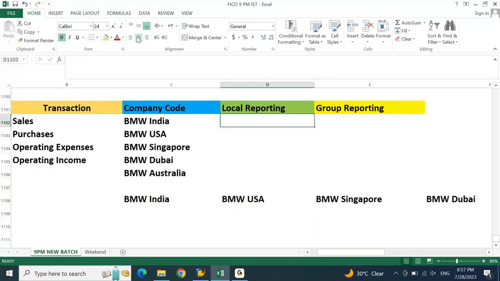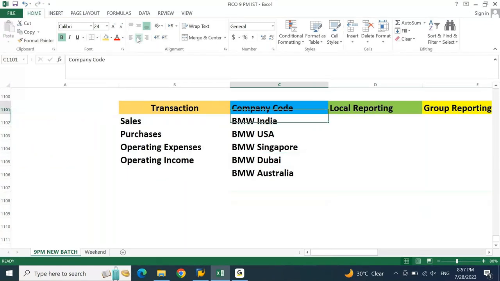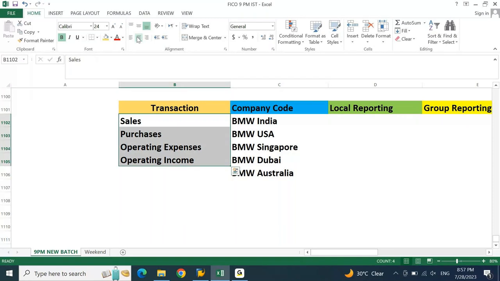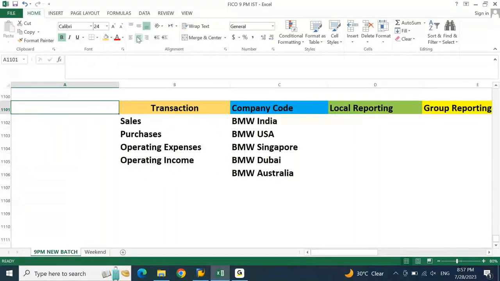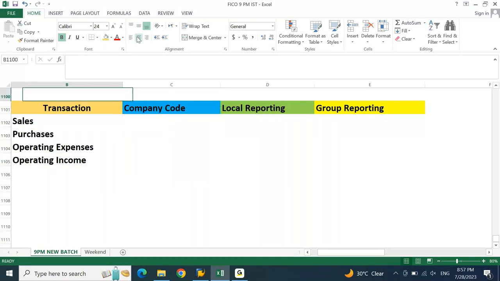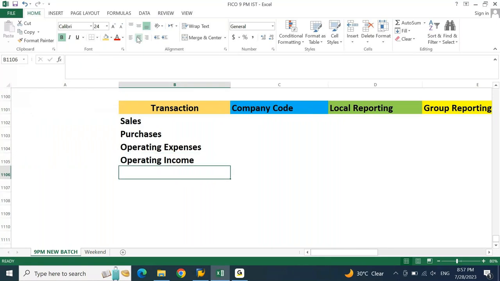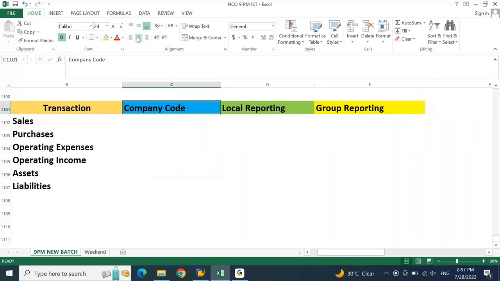What I'm doing is right. Yes. Sales, this is fine. How should I represent this to make it simple? Okay, I'll remove this from here. I'll put sales, purchases, and then I'll put assets, and then I'll put liabilities. Now, in the company code, first I'll put BMW India.